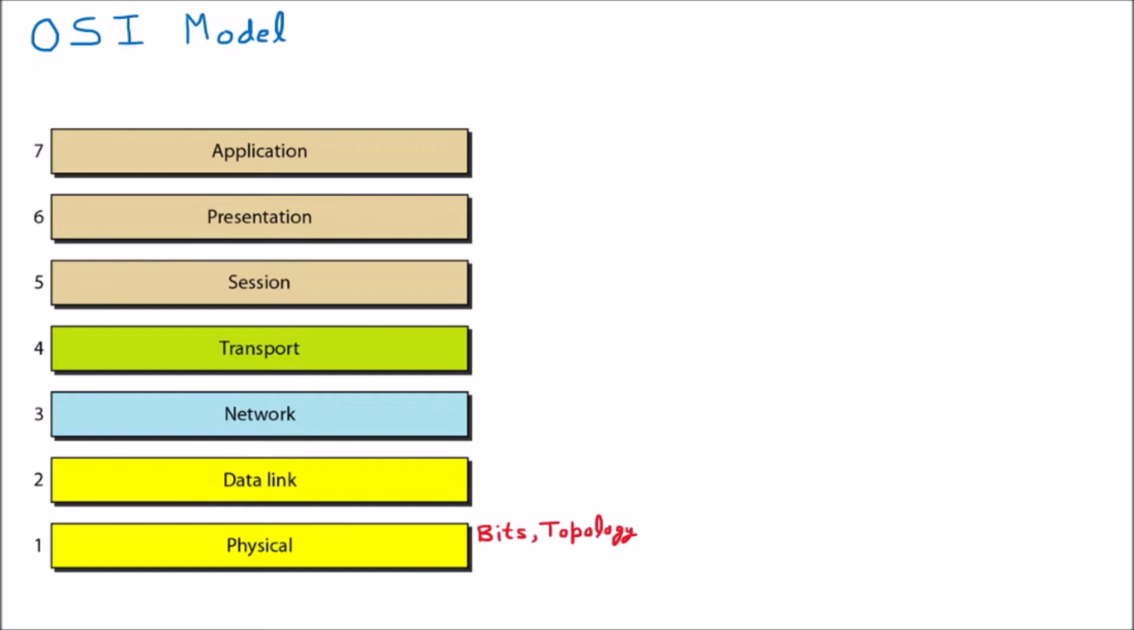Then afterward, which mode we are going to use? Mode in the sense of simplex, half duplex. Then the speed of data. So everything is decided at this level. So this is the physical layer.